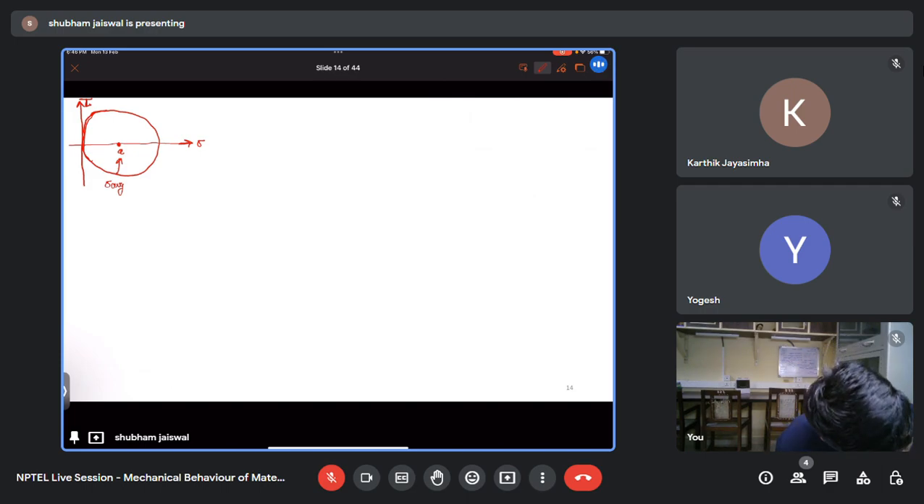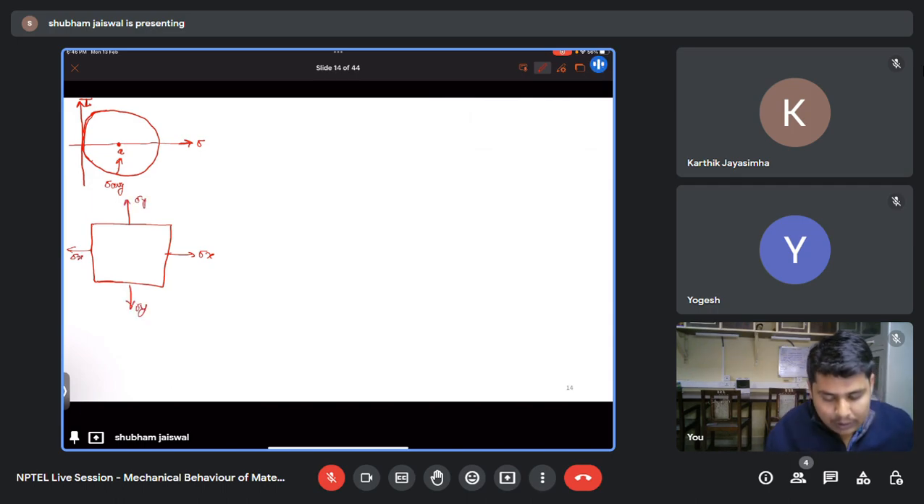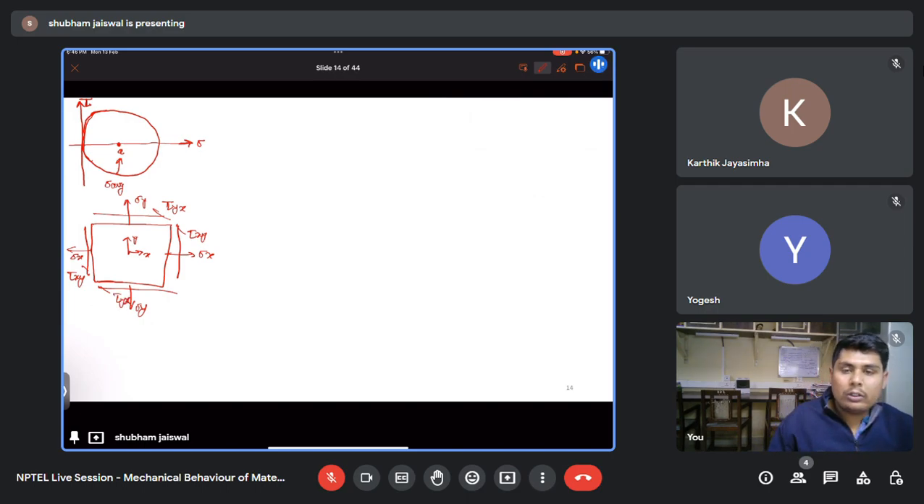Like suppose I have an element like this on which this is sigma x, sigma x, sigma y, sigma y. Let's assume this is my x direction, this is my y. Let's assume this is tau xy, tau yx, tau xy, tau yx. Let's consider this is my element. So how will we draw the Mohr circle for this case?